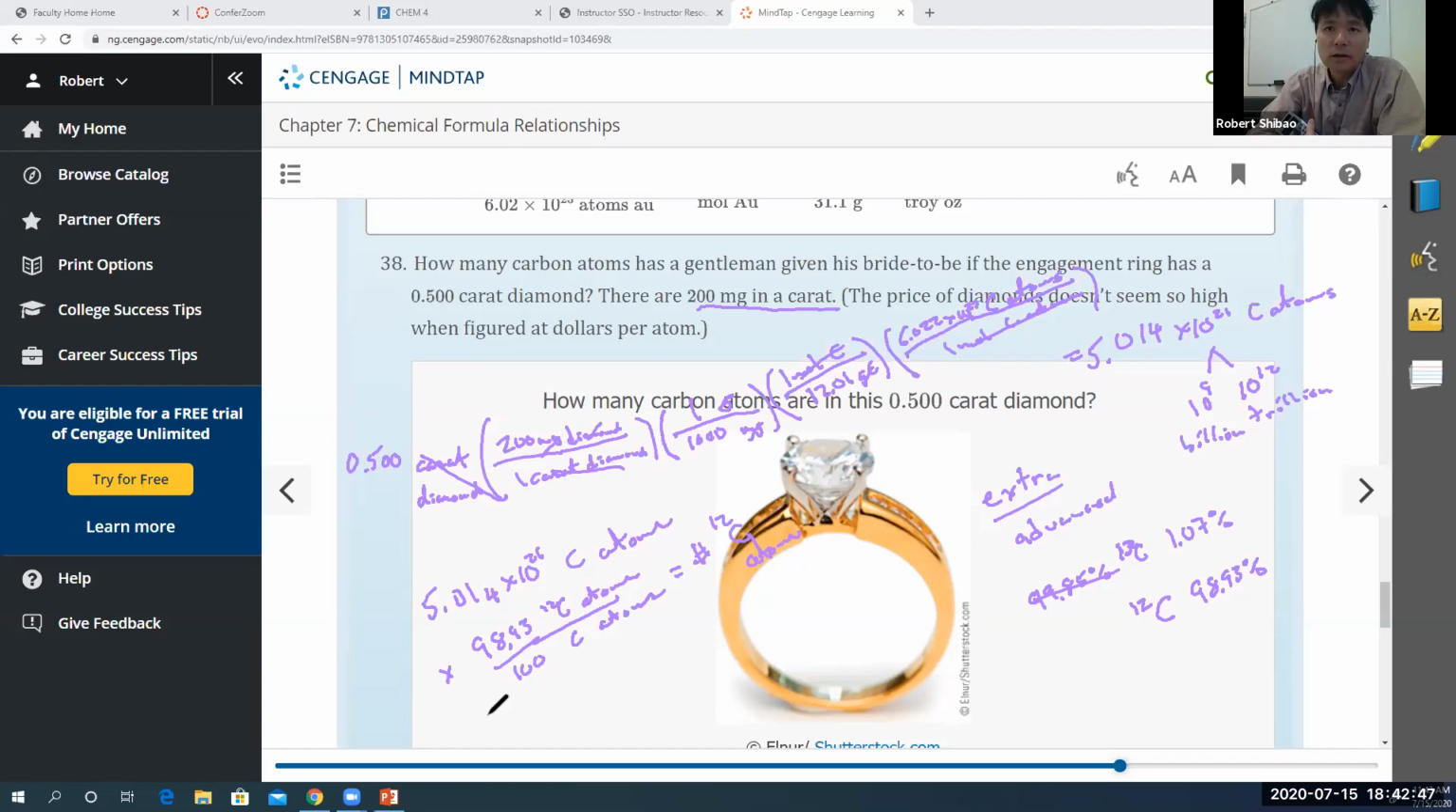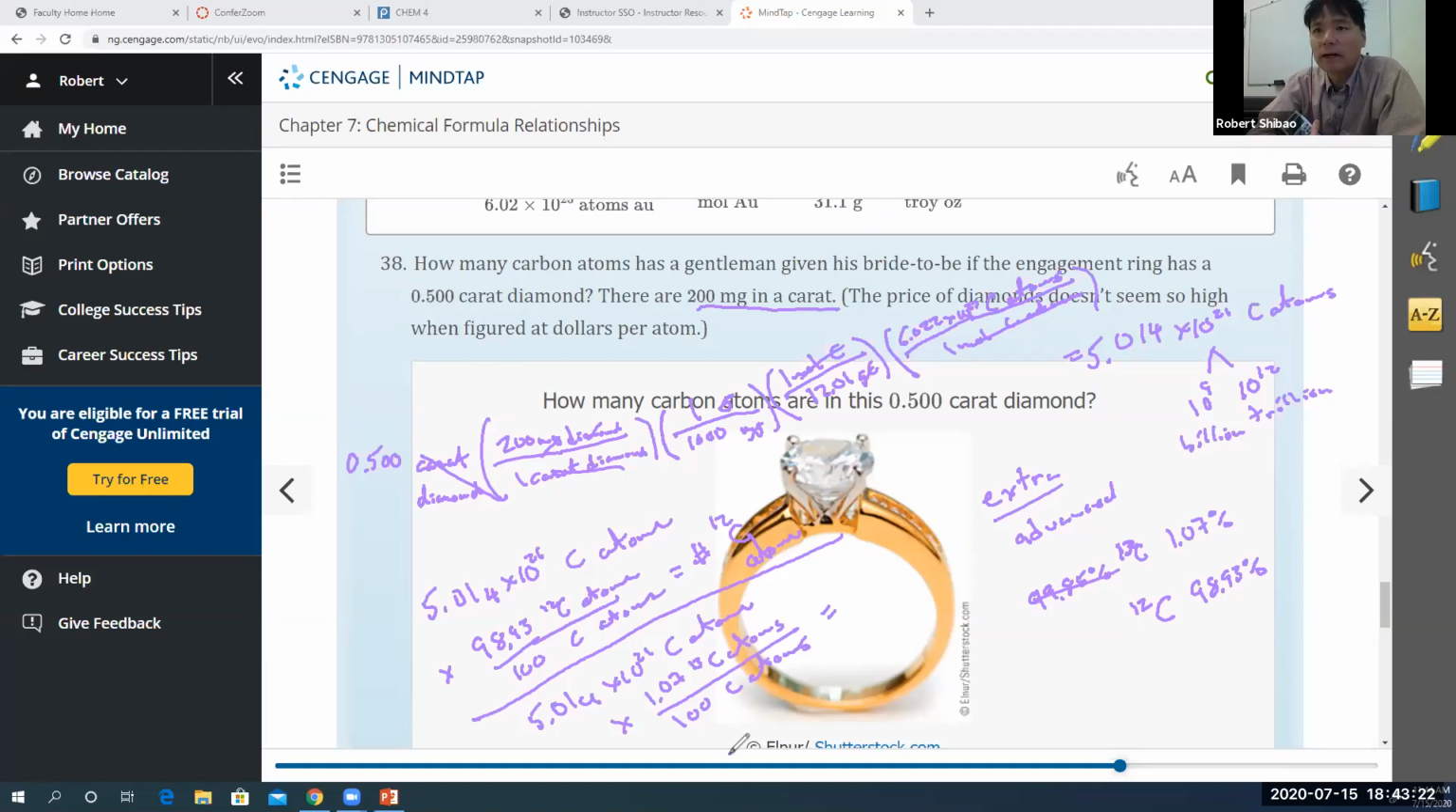Now, if we want to figure out the number of carbon-13, the rest would be carbon-13, or we could just do it using dimensional analysis. Using dimensional analysis, it's going to be 5.014 times 10 to the 21 carbon atoms times 1.07 carbon-13 atoms for every 100 carbon atoms. Now, this is an atom ratio here. We could also do a mole ratio.